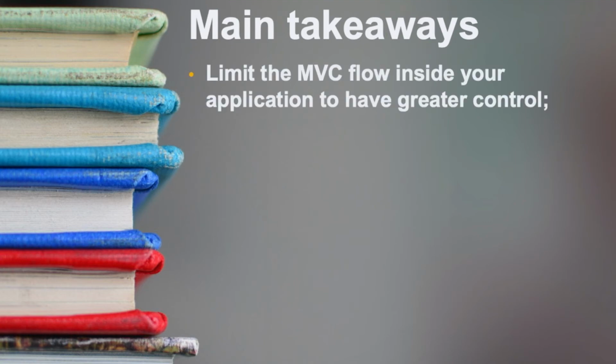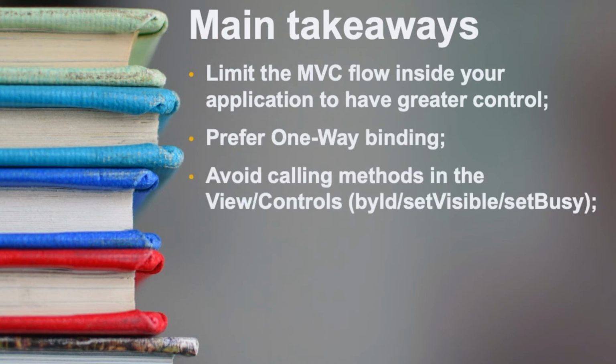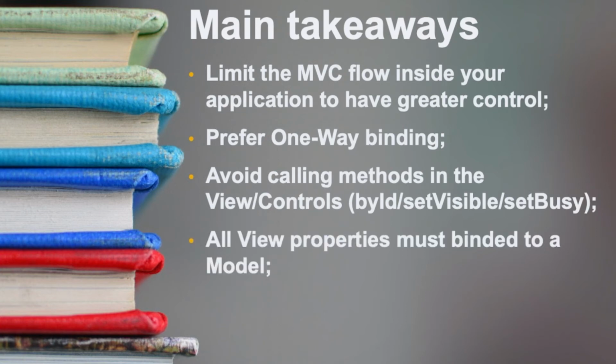So for the main takeaways, you limit the MVC flow inside your application to have greater control, because you want your developers to have control of your application, not the controller. You don't want a 10,000 lines controller here. And you will prefer one-way binding. Avoid calling methods in the view controls by ID, like set visible, set busy. All view properties must be bound to a model, and you will use TypeScript if you can.